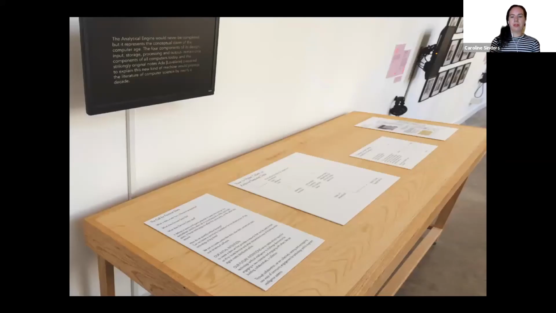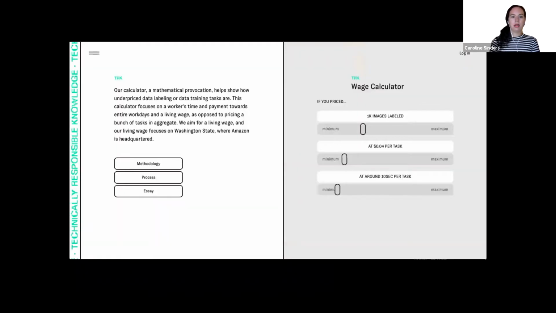So here's an image from when Feminist Dataset was installed in the Victoria and Albert Museum in the Artificially Intelligent exhibit.